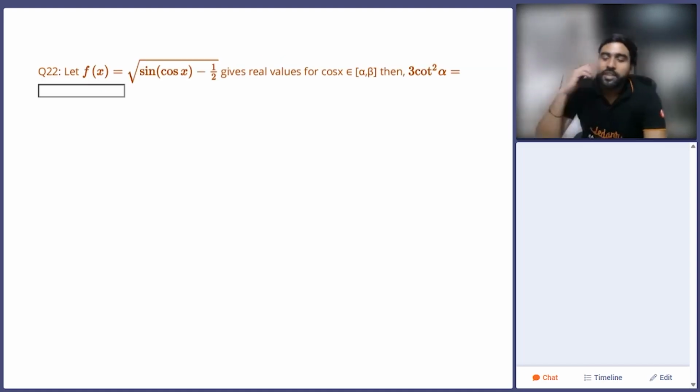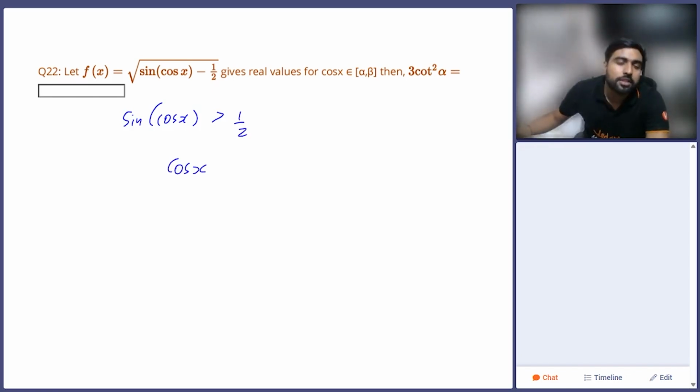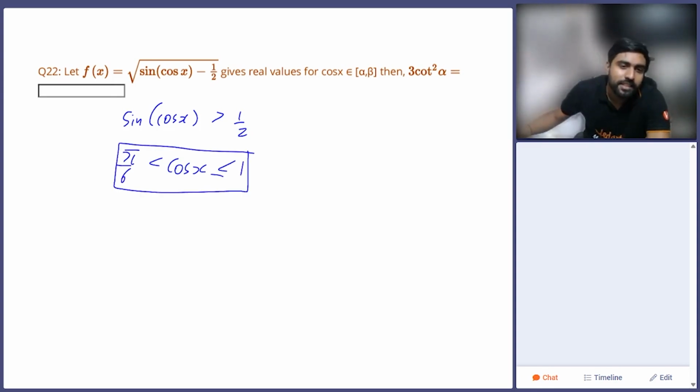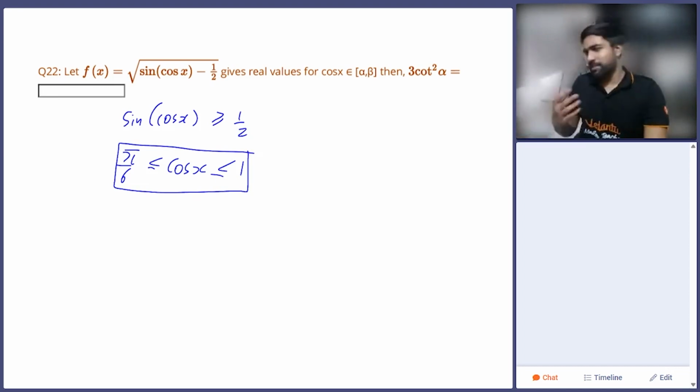All right, moving on. What do we have now? You have been told that the root of sine of cos theta minus 1 gives the real value. What do we know? We know that the argument has to be greater than or equal to 1 by 2, which is the simple condition that we have, which means that your x has to be greater than pi by 6. But cos x we know is also always less than or equal to 1. By the definition of cos, this means alpha is equal to pi by 6.